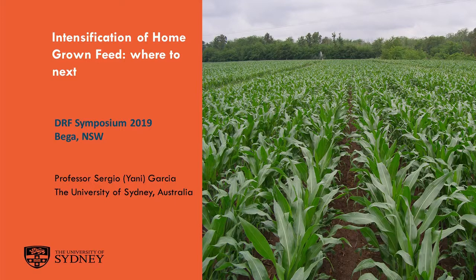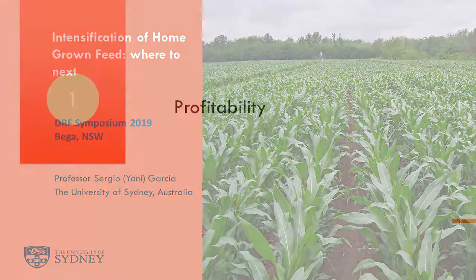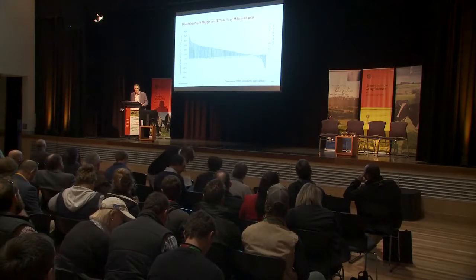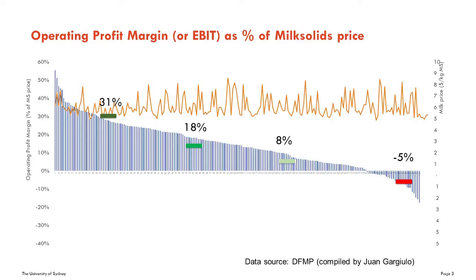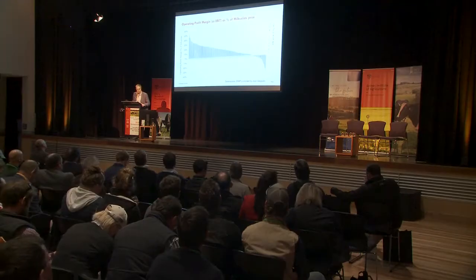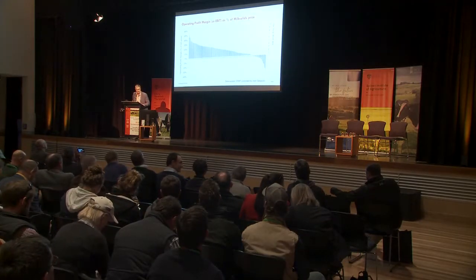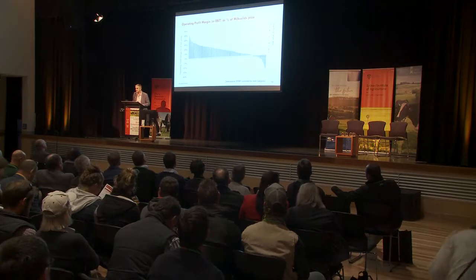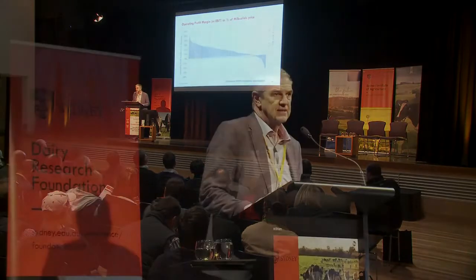I'm going to be talking about profitability of the farm in the first place, and I want to start by showing the distribution of profitability in Australian farms. This is the data for the last 3 years, and it comes from the Dairy Farm Monitoring Project. It has been compiled by one of my students, Yani Garcia. On the left-hand side, you can see the operating profit margin, which is the same as earnings before interest and tax, and it's expressed as the percentage of the price per kilogram of milk solids.